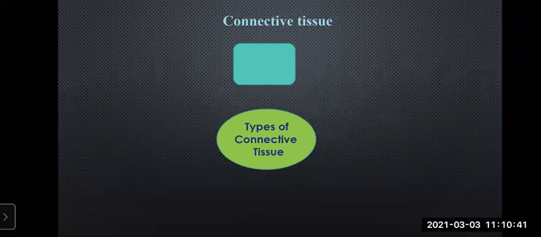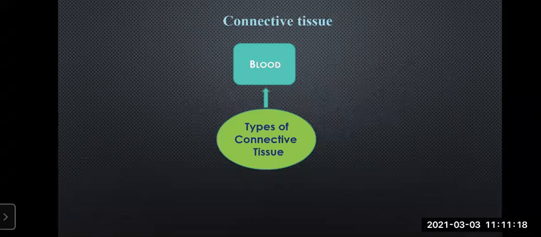Next type of tissue is connective tissue. And what is connective tissue? The tissue that helps in connecting different organs within our body. They are known as connective tissue. These tissues are made up of different types of cells. Hence, they are also known as complex tissue. Okay. Now, let us study the types of connective tissue. The first type of connective tissue is blood.